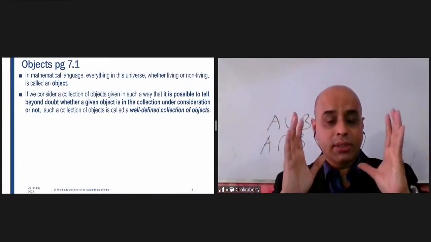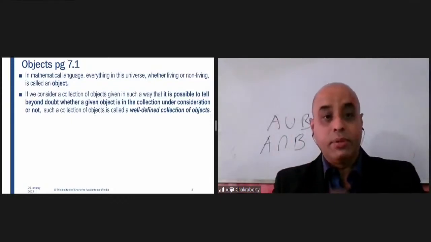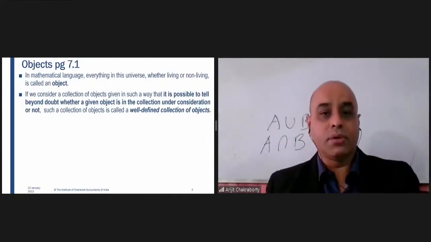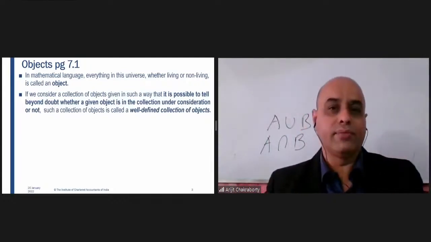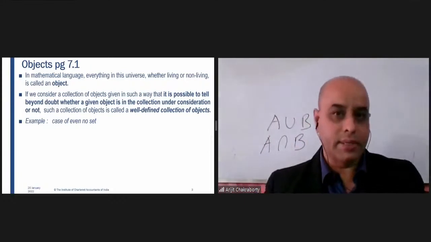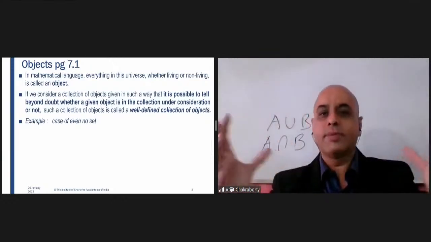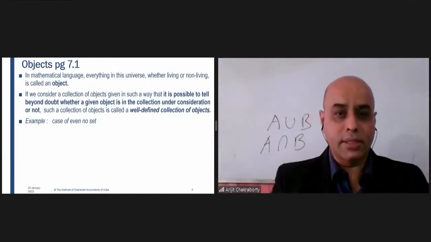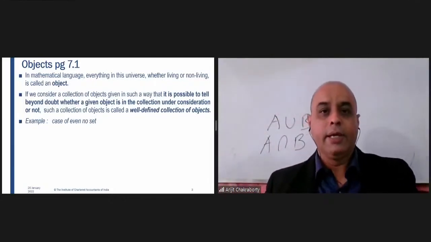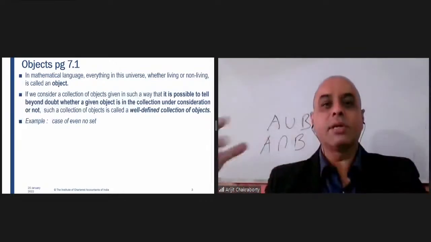Now, what is a well-defined collection of objects? When it is possible to tell beyond doubt whether a given object is in the collection under consideration or not, then we call it a well-defined collection of objects. For example, a case of even number set. A set is basically a collection. We say a set of pens, a set of files. Maybe I am having some office files in my hand, a set of instruments. So set is what? Set is a collection. Set means a group.